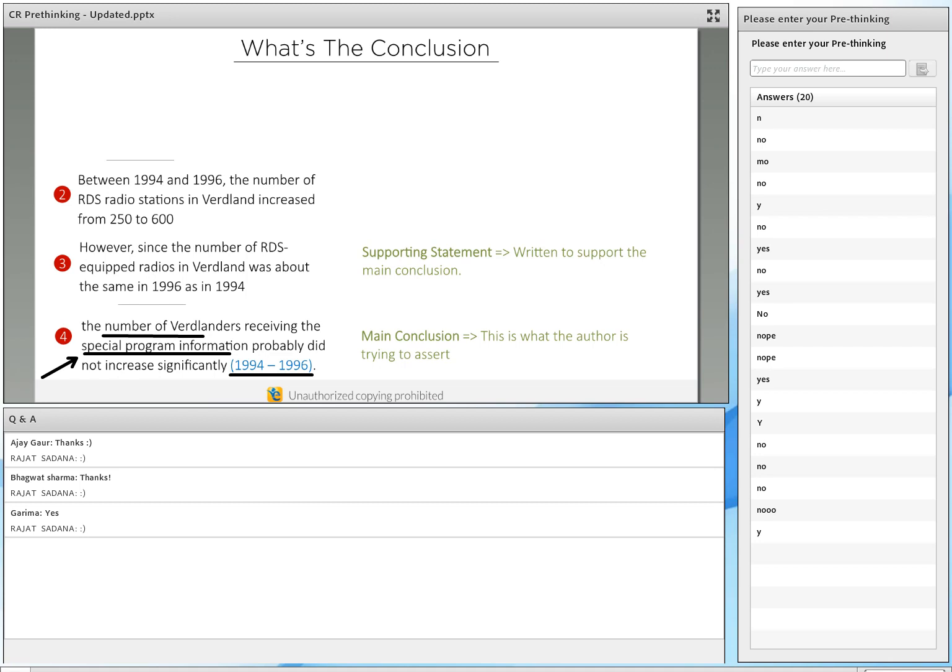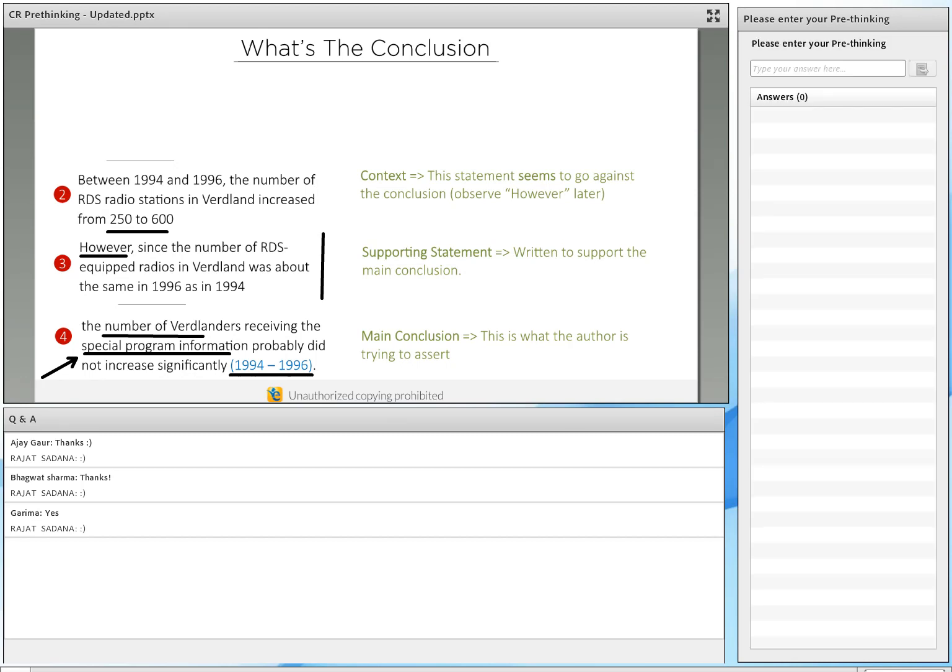Between 94 and 96, the number of RDS stations increased from 250 to 600. And so two things happened between 94 and 96. One is the number of receiving radios remained the same. This is what you listen to programs on. But the number of transmitting stations actually increased quite a bit. They actually more than doubled, given this number over here. There's a significant increase.